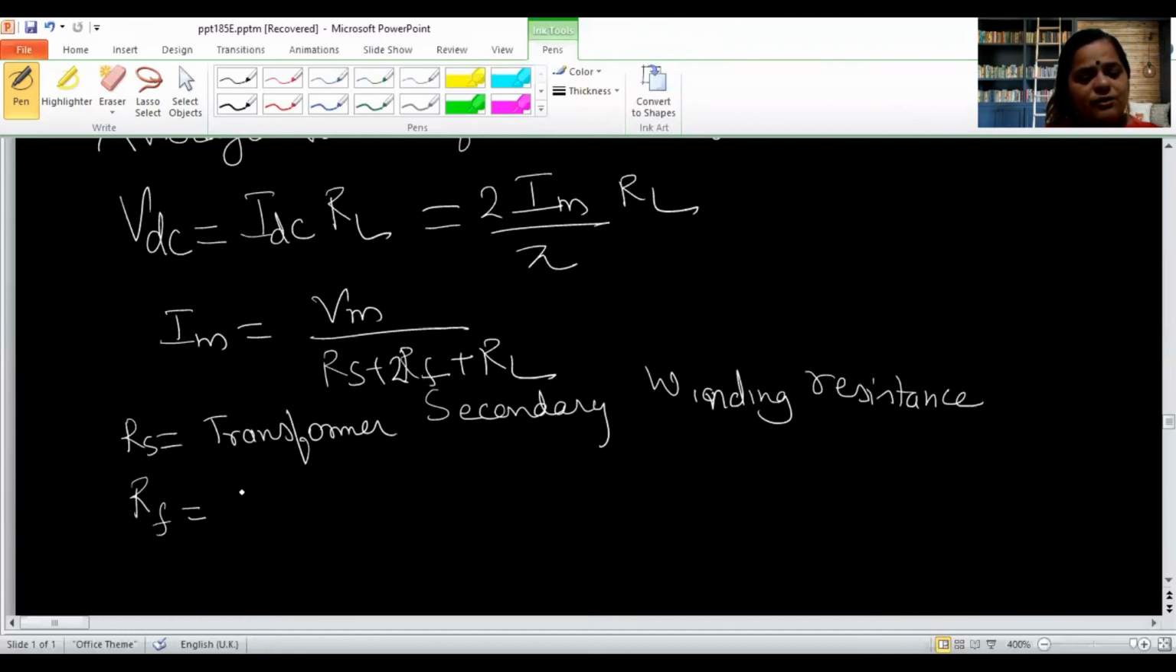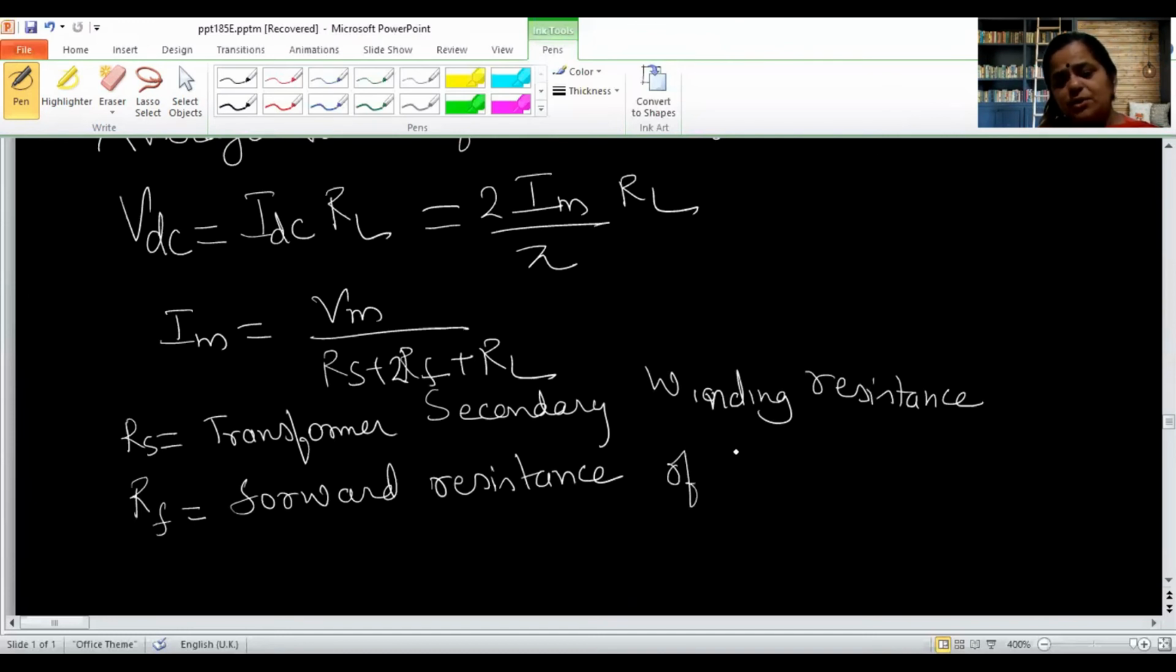What is RF? RF is the forward bias resistance of a diode. Normally, from the ideal point of view, we consider that whenever the diode is forward biased, it offers zero resistance. But practically, it's not possible. It offers a very low value of resistance. So here we are supposed to consider that RF also.